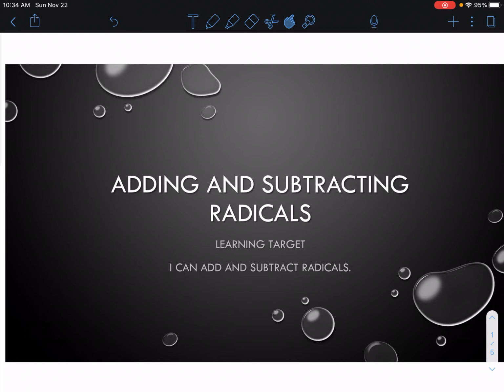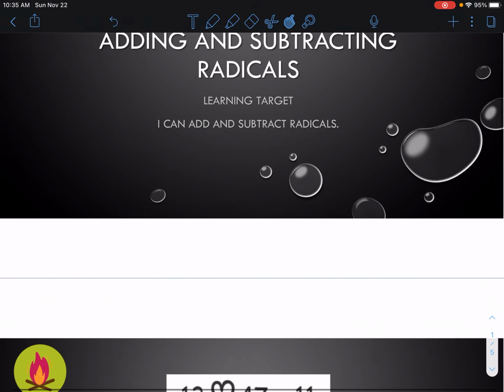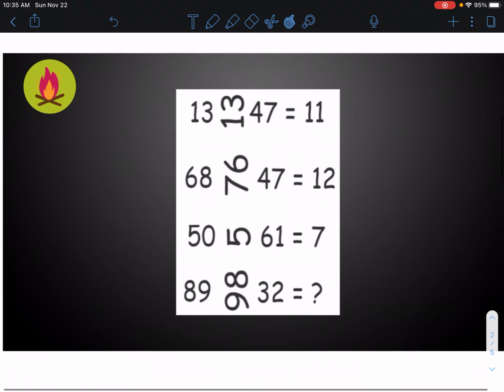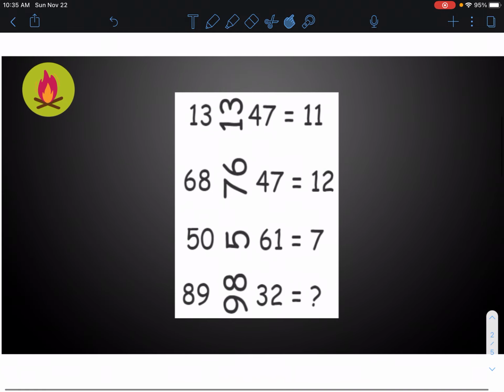All right, so continuing our radicals unit, today we're going to learn a little bit about operations of radicals, namely adding and subtracting. That's our learning target today, to be able to add and subtract radicals. Okay, before we do that, let's take a look at this right here. What's going on? And once you figure that out, what would be the answer to that last equation? We'll pause here.